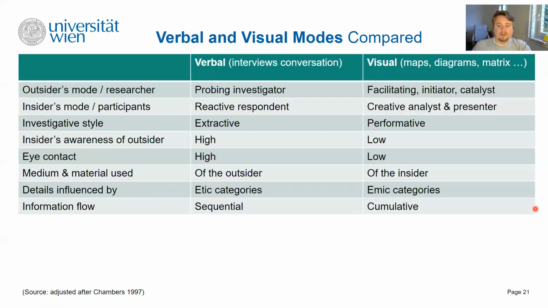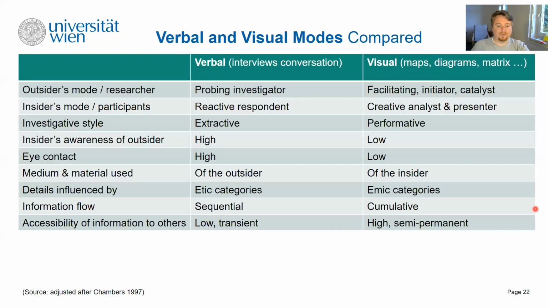The information flow, yeah, for the verbal mode is sequential, right? You start from the first question and go down to the next questions. Of course, there you can also jump a bit, but the more you jump, the more confusing it is. And for the visual mode, it's cumulative. So of course you would also have some element of sequence. Usually in these methods there are steps 1, 2, 3, 4 and so on. But it's much easier to add later on, at a later stage when you realize, okay, in stage 2 we forgot something. It's very easy to add without creating too much confusion.